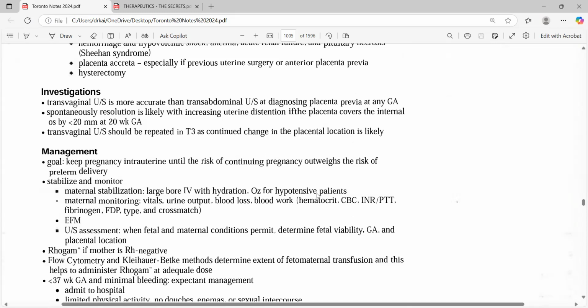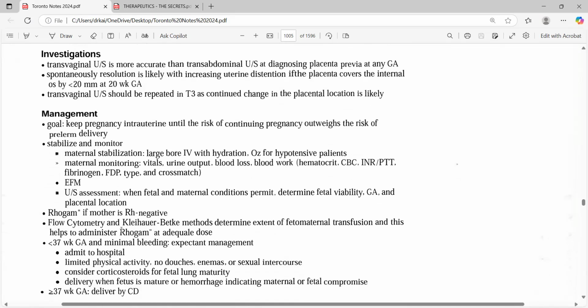Large bore IV line, oxygen, treat hypotension, then monitor vitals, urine output, and blood. Blood workup: CBC, INR, PTT, fibrinogen, all of that. Then external fetal monitoring, checking NST, BPP, all of these. Ultrasound assessment could be done. Then RhoGAM if the mother is Rh negative, then flow cytometry and Kleihauer-Betke test, checking for all of that.